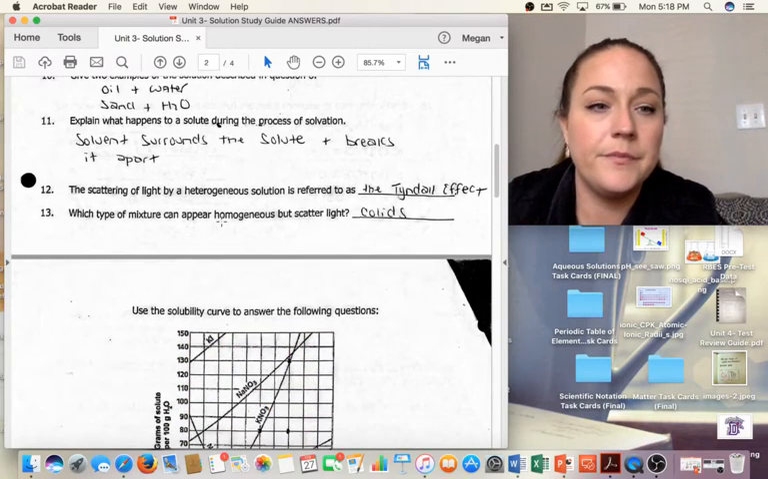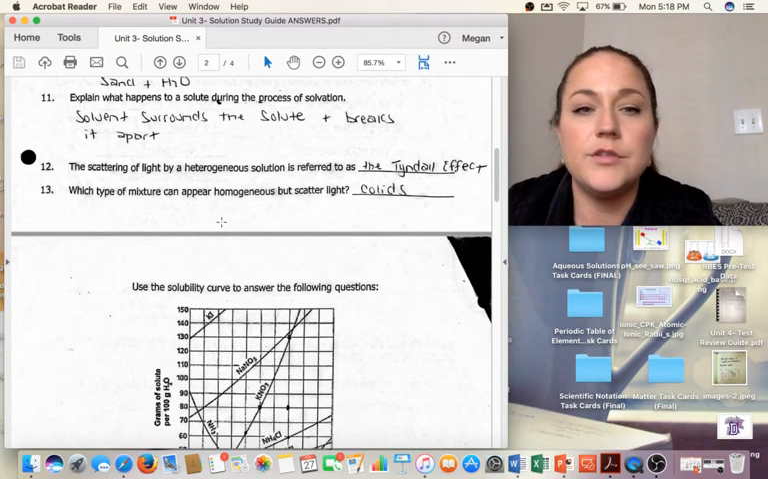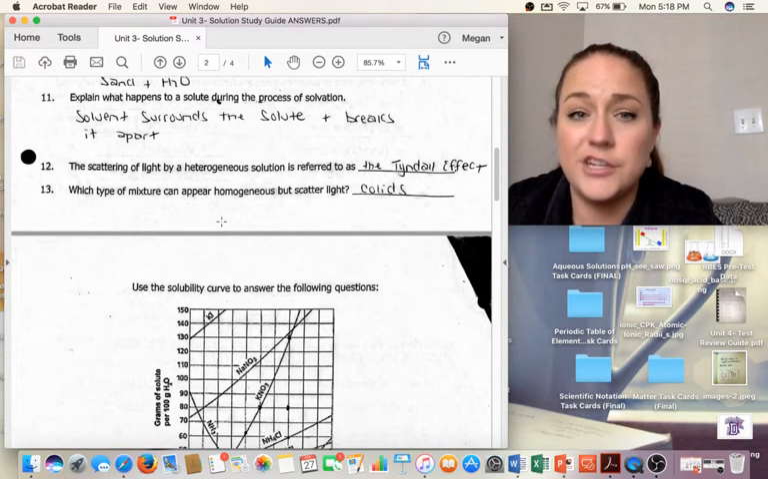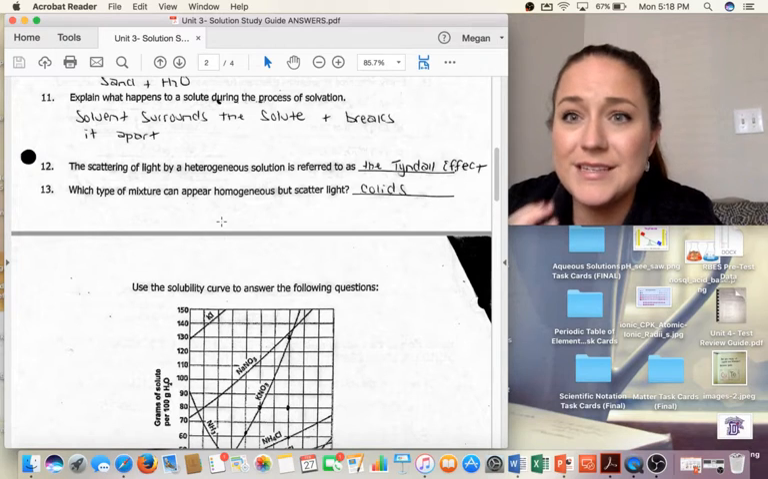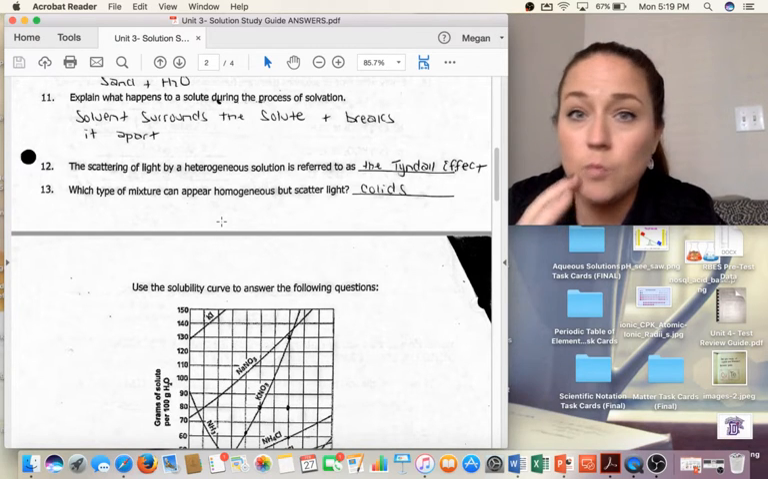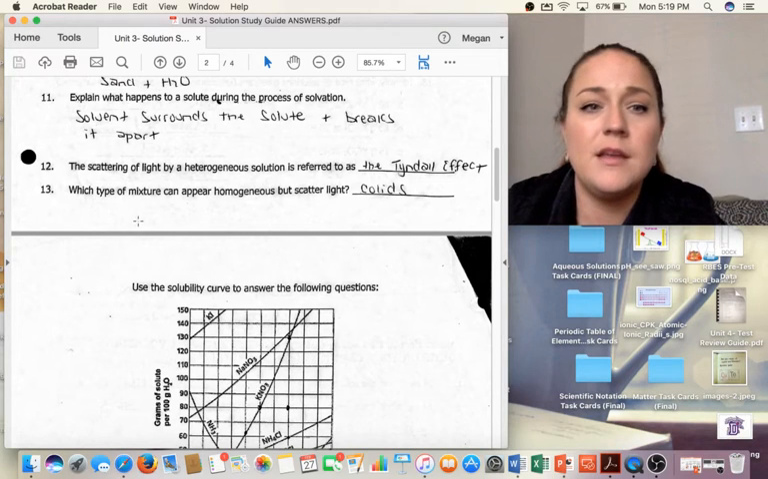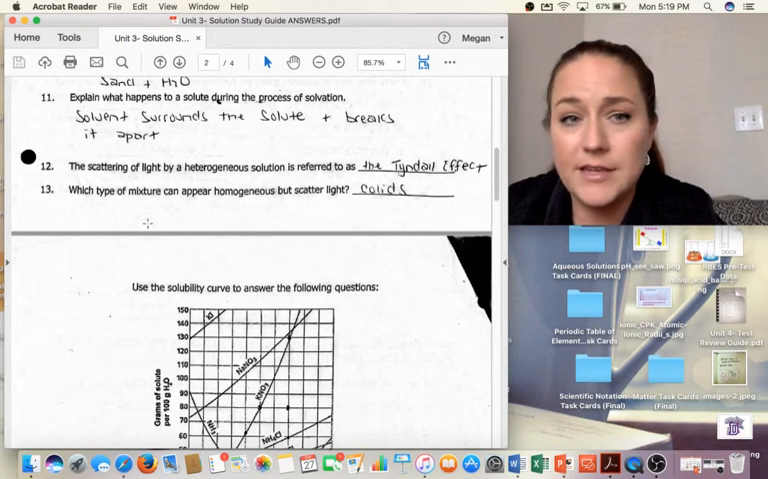So, number 11, explain what happens to a solute during the process of solvation. So the solvent surrounds the solute. This water surrounds those sodium chloride molecules, and they break them apart and pull them apart. That is the process of solvation.